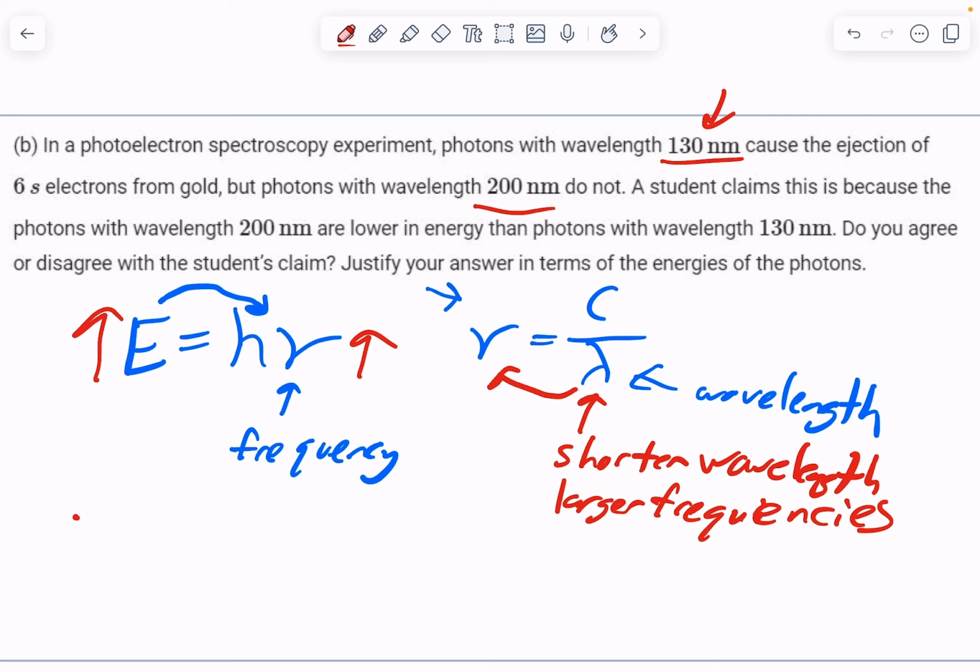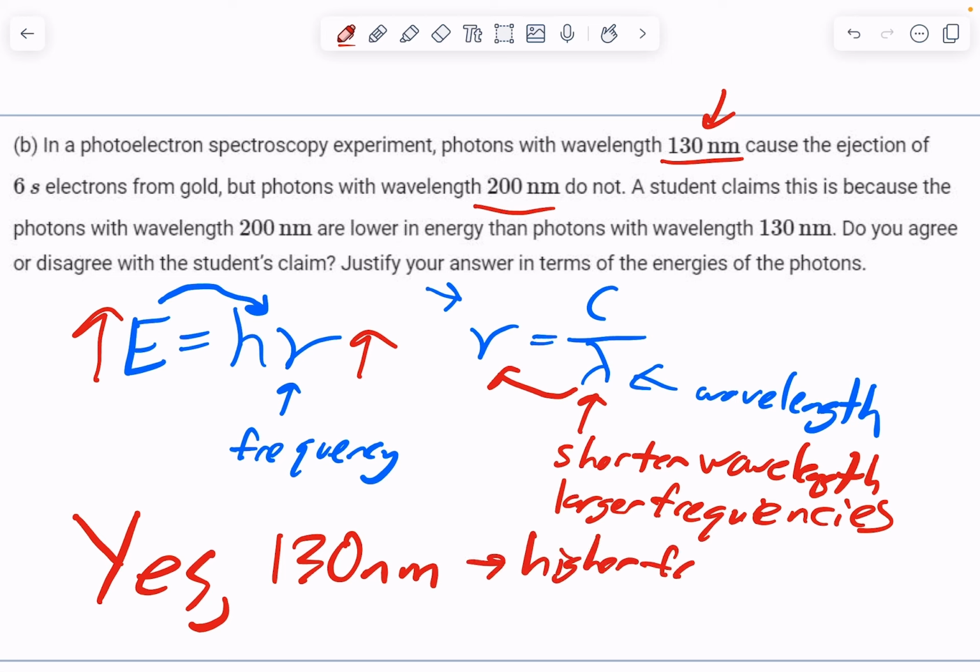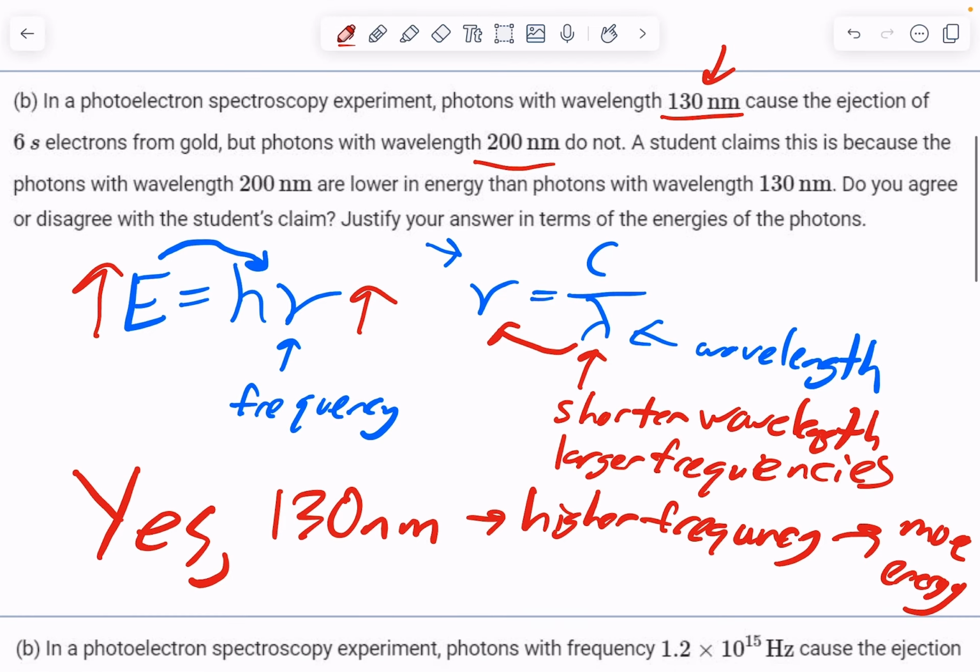So do we agree? Yes, we do agree with this student. When we want to justify, we will say because the 130 nanometer wavelength will have a higher frequency, it will then carry more energy. Or you can use it to compare. You'll say the 130 nanometer versus the 200 nanometer will have a higher frequency and therefore will have more energy. However you want to phrase it, as long as you put these ideas into place, you'll get the right answer.